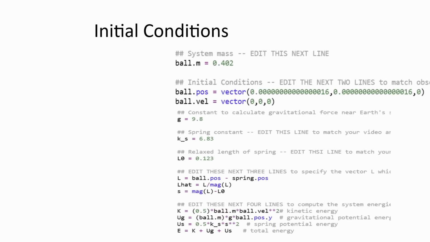These are the initial conditions I used based on the tracker data and the system characteristics that we got from the lab setup. The initial position and velocity come from the first two data points in Tracker. As you can see, the position and velocity are both relatively at zero. The ball's mass is 0.402 kilograms, and gravity, spring constant, and L naught are all given to us prior.